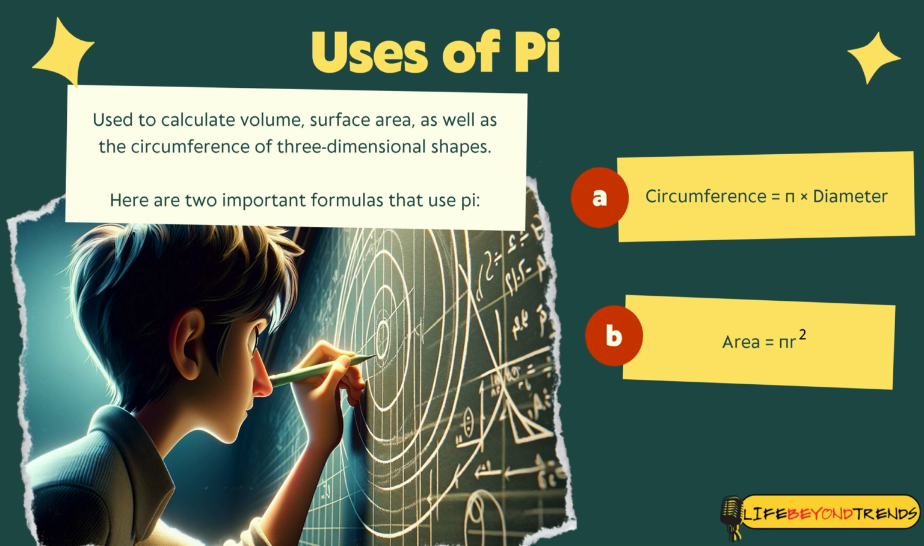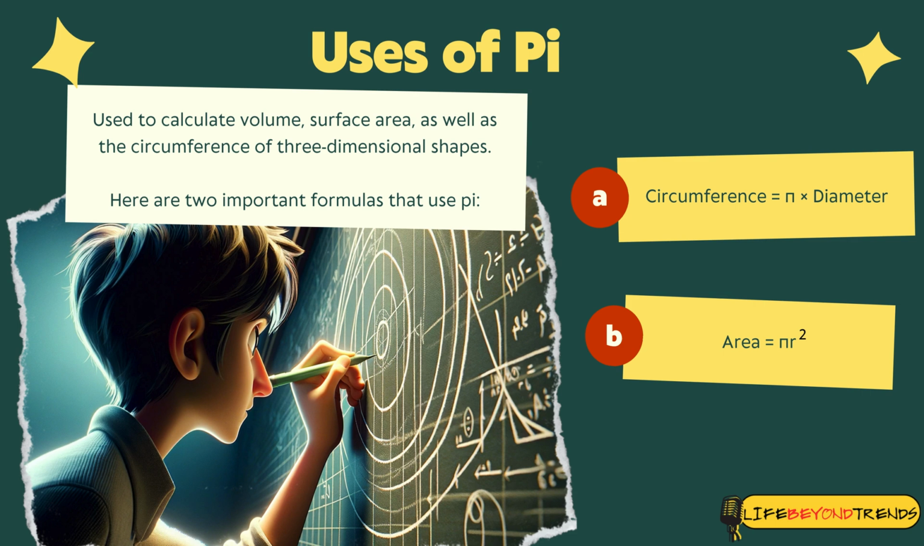Pi plays an integral role in calculating the properties of circular and spherical shapes: volume, surface area, and circumference. There are two fundamental formulas where pi is indispensable. Firstly, to find a circle's perimeter or boundary line, we use the formula of circumference, which equals pi times the diameter. Pi links a circle's diameter directly to its outer edge.